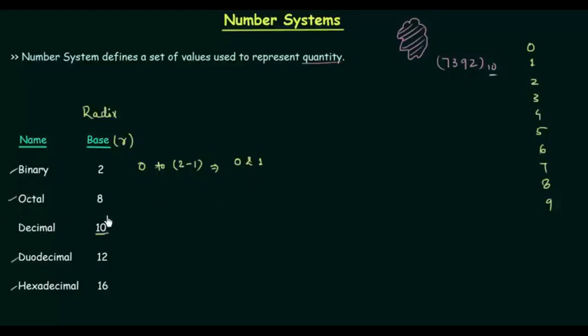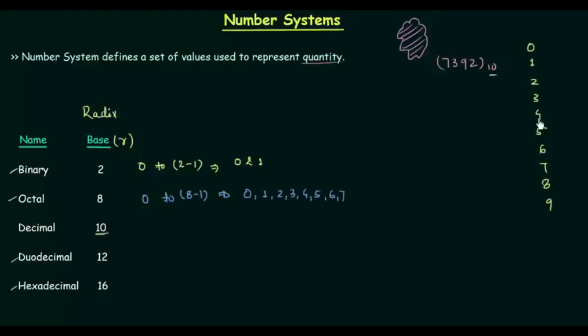In case of octal, the base is 8. We definitely have 8 distinct digits, from 0 to 8 minus 1, which gives us 7. So they are 0, 1, 2, 3, 4, 5, 6, 7. These are the digits in the octal number system.